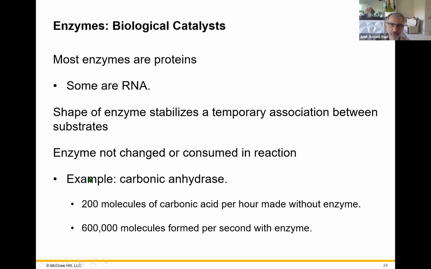Okay, example, carbonic anhydrase. Without the enzyme, 200 molecules of carbonic acid are made per hour. With it, 600,000 molecules are formed per second. He's giving you the time, yes. Enzymes speed up chemical reactions very rapidly, in very little time.